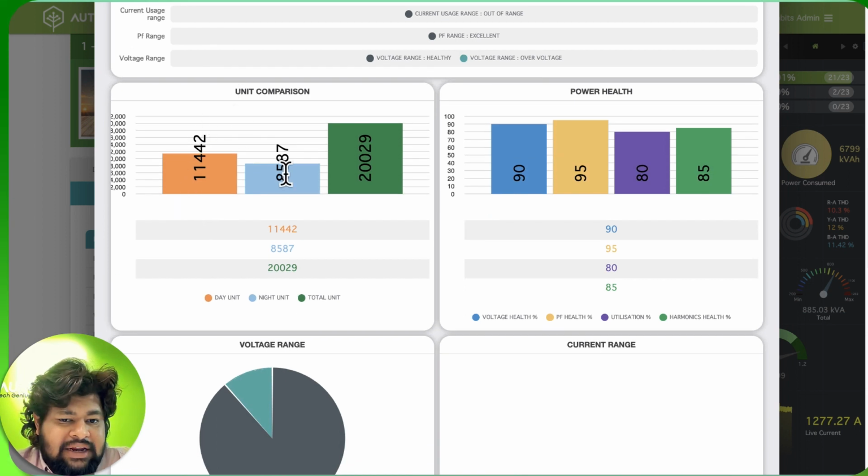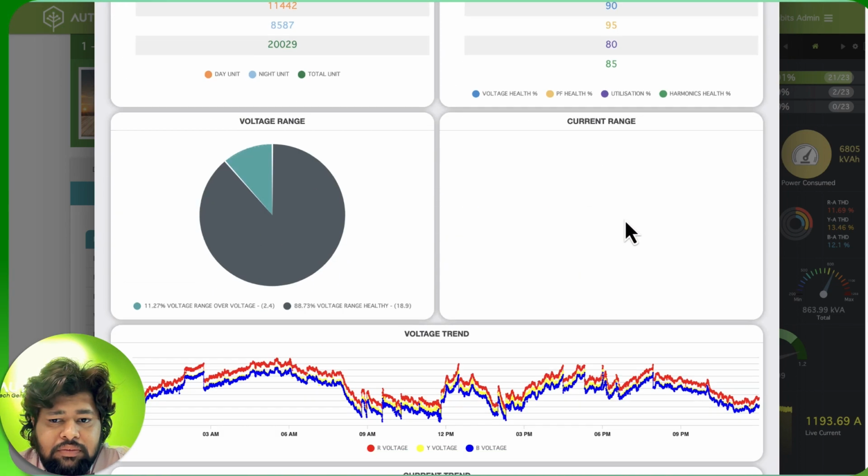Unit comparison, day versus night, we are able to see. Health, we are able to see what is the voltage health. We are seeing 90% voltage health because there were peaks on voltage which have caused this to reduce. PF range was good, so we are getting 95%. Utilization was lesser, and there were harmonics triggered, so we are seeing less over here.